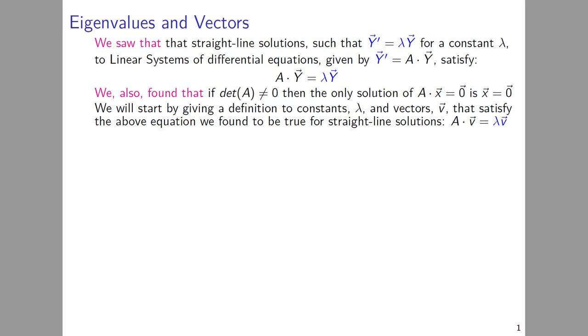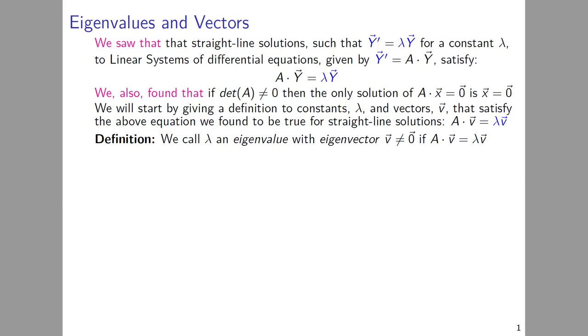We will start by giving a definition to constants lambda and vectors v that satisfy the above equation we found to be true for straight line solutions. A times v equals lambda v. We call lambda an eigenvalue with eigenvector v, which is not the zero vector, if A times v equals lambda times v. Notice that if we allowed the zero vector to be included, then lambda could be any value paired with the zero vector, since A times 0 would equal lambda times 0 no matter what matrix A we had and value lambda we had.